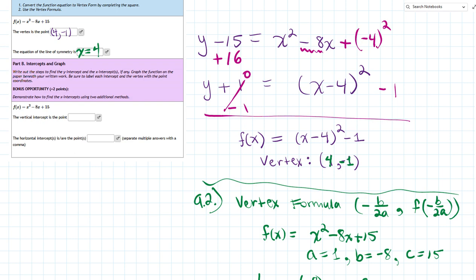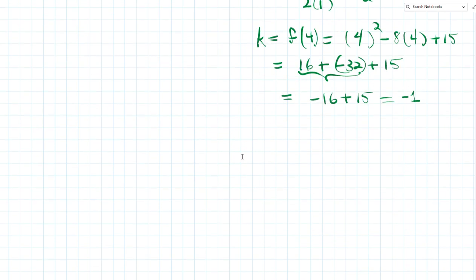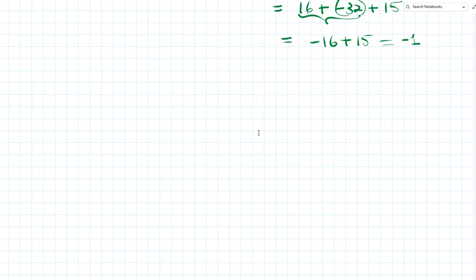All right, now part B: write out the steps to find the y-intercept and the x-intercept, if any. Graph the function on the paper beneath your written work. Be sure to label each intercept and the vertex with the point coordinates. Okay, so I'm going to start by finding the y-intercept.